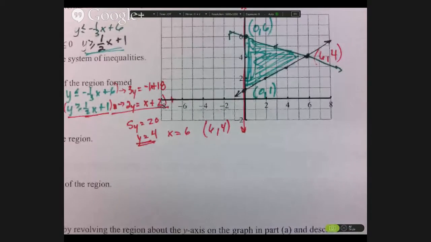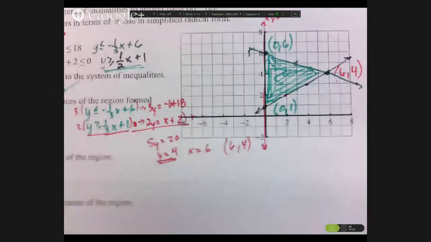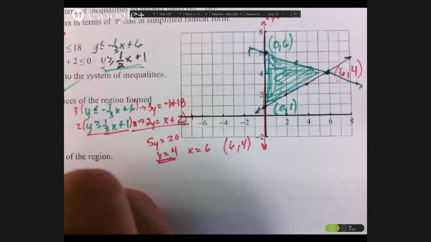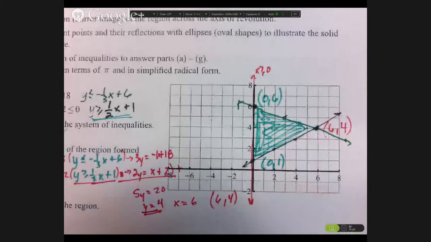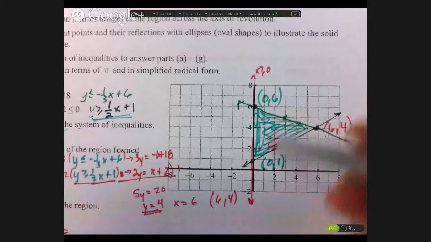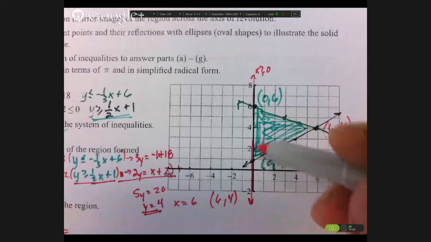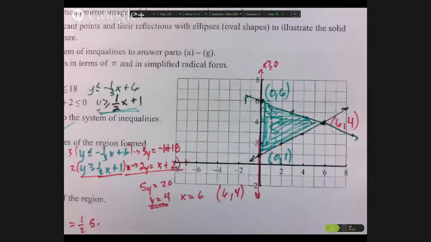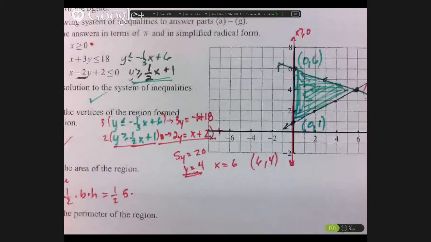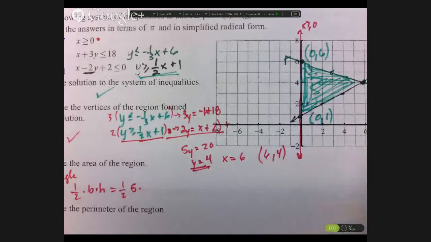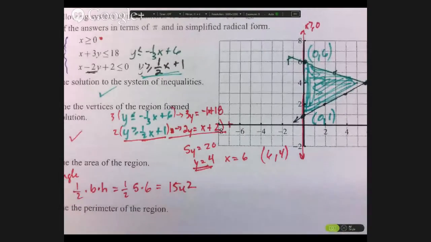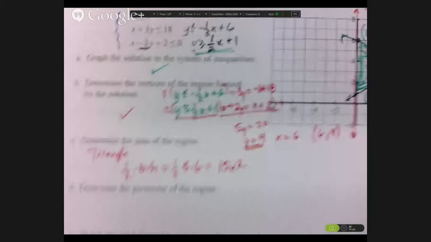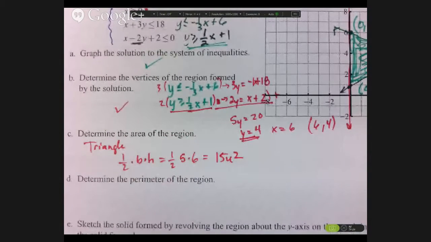Okay, what shape is that? It's a triangle. What's the area? So the base is 5. And what's the height? 6. Okay, so we're just following directions here.